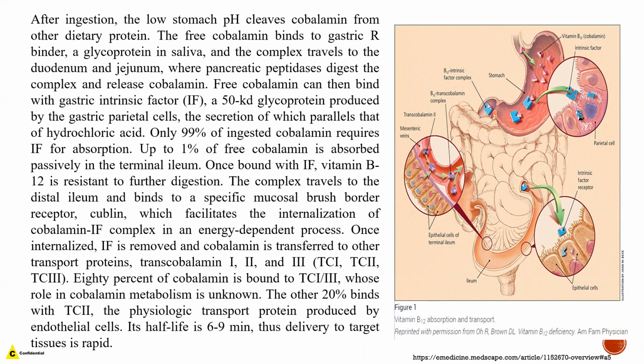Once internalized, the intrinsic factor is removed and cobalamin is transferred to other transport proteins, transcobalamin 1, 2, and 3. 80% of cobalamin is bound to transcobalamin 1 or 3, whose role in cobalamin metabolism is unknown. The other 20% binds with transcobalamin 2, a physiological transport protein produced by endothelial cells. Its half-life is up to 9 minutes, as delivery to target tissue is rapid.